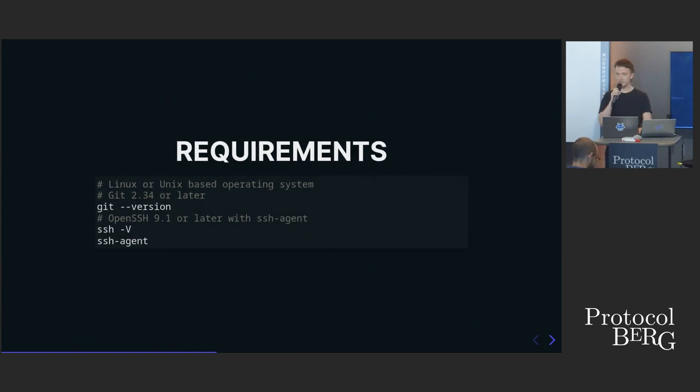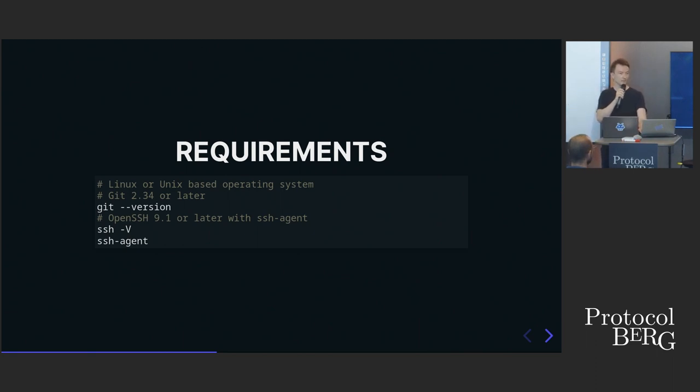Maybe on your computer, you might want to check your Git version and your SSH version, because we are requiring Git version 2.34. That's where SSH signing support came in. Probably OpenSSH 9.1. Can everybody see the commands there? Maybe I can also zoom in a little bit. Okay, no, that doesn't work. So can anybody see this? Okay, good.